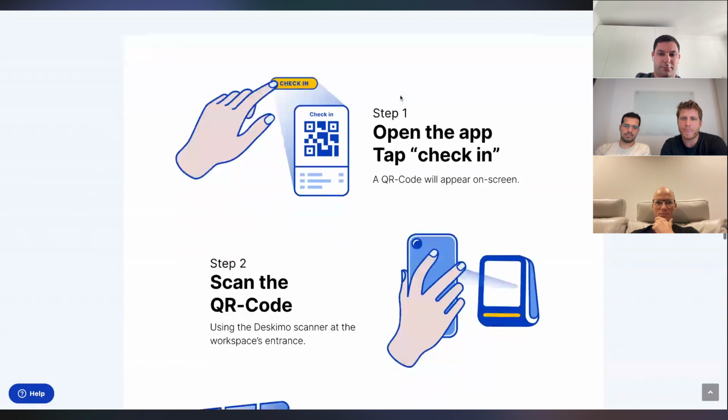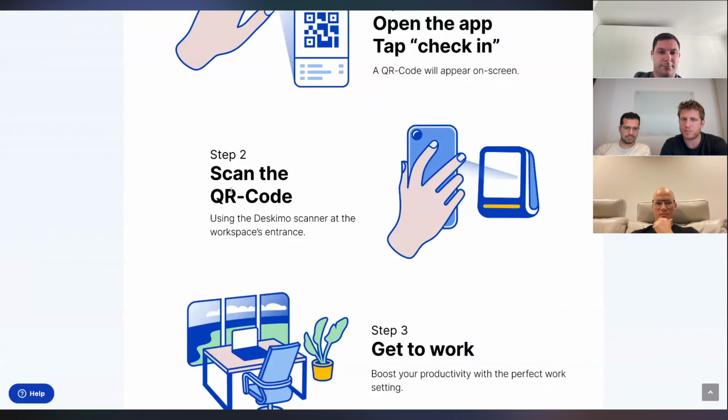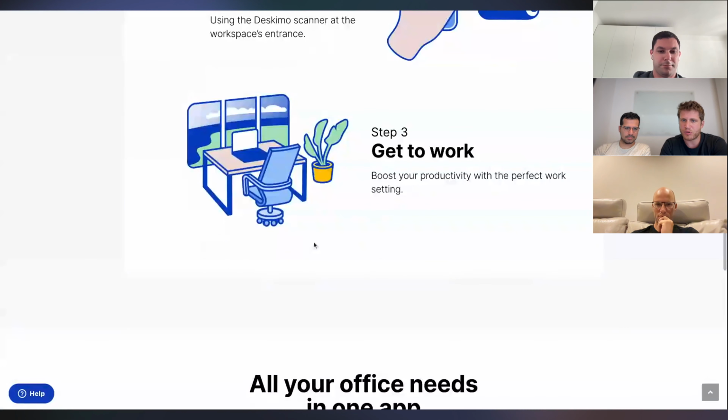Very simple. Step 1, open up the app, tap check-in. A QR code will appear on the screen. Step 2, scan the QR code. Step 3, get to work.